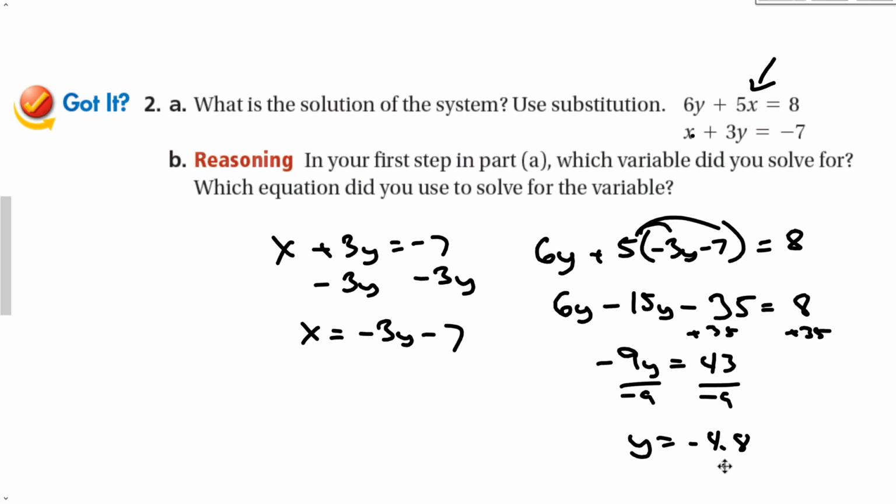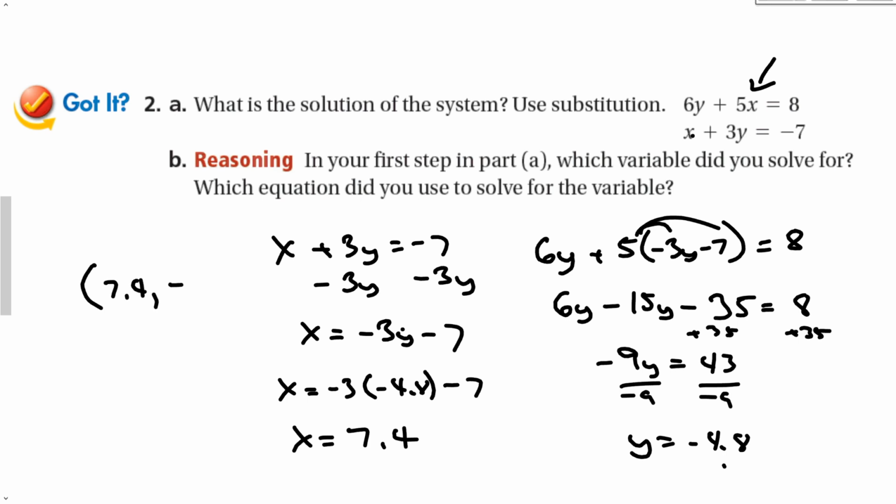Now that I have y, plug it back in. So x is going to be equal to negative 3 times negative 4.8 minus 7. Which gives me that x is equal to 7.4. Again, write your answer as a point, which is 7.4 comma negative 4.8. And that is the place where these two lines cross.